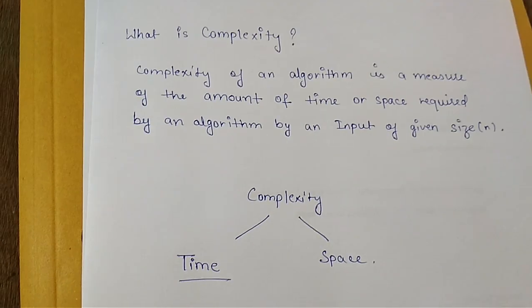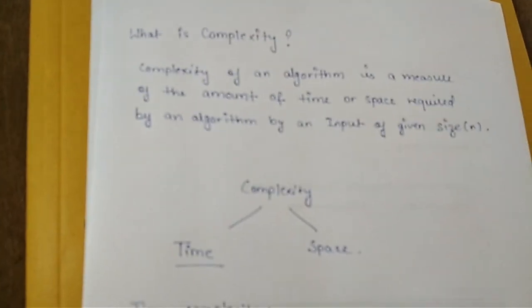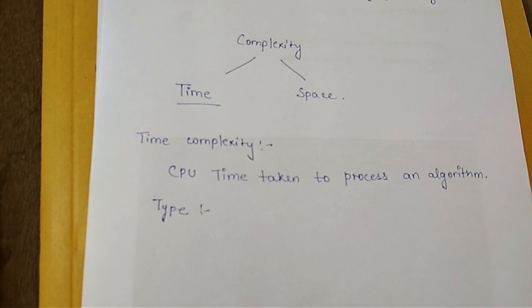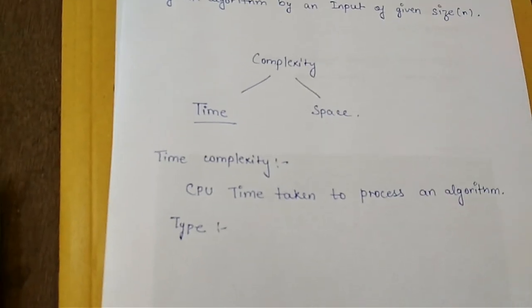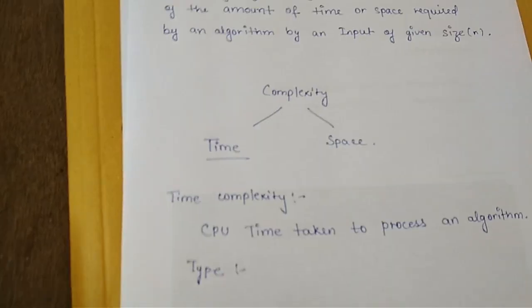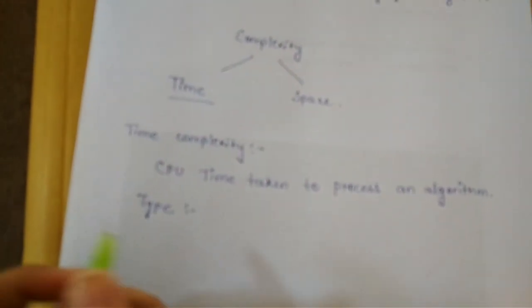Complexities are of two types, the time complexity and the space complexity. First, we will look into time complexity. What is time complexity? Simply, CPU time taken to process an algorithm is called time complexity. Now, we have different types of time complexities. Let's just take an example.